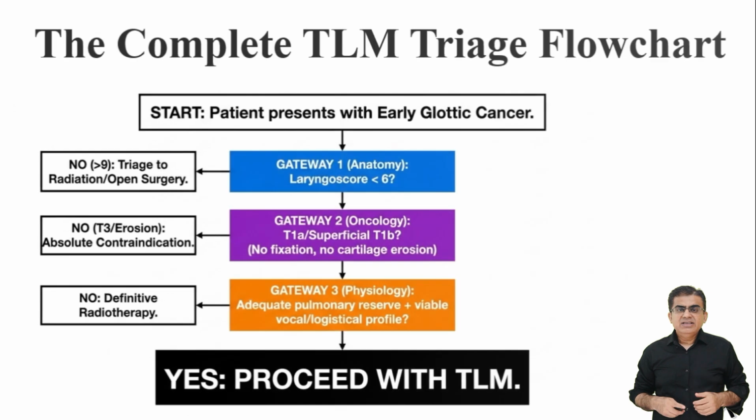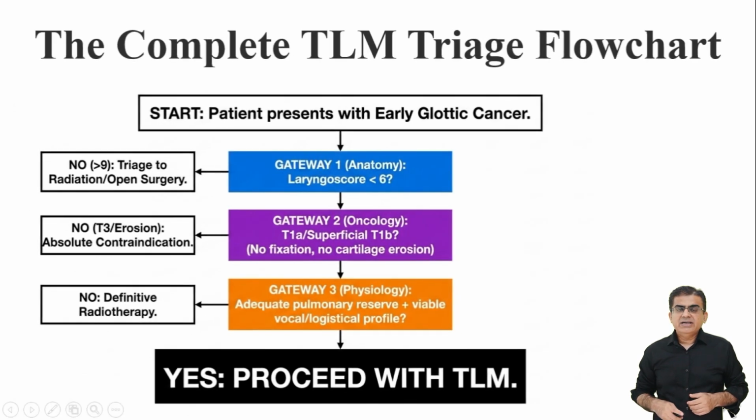Let us now summarize everything we have discussed. Look at this flowchart. When a patient presents with early glottic cancer, they must successfully pass through 3 distinct gateways. Think of these gateways as strict clinical checkpoints. Gate 1 is the anatomical assessment. We use the laryngoscope to evaluate their surgical exposure. If the score is greater than 9, they will fail the first gateway. You must immediately triage them to radiation.